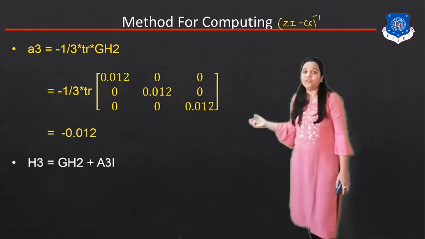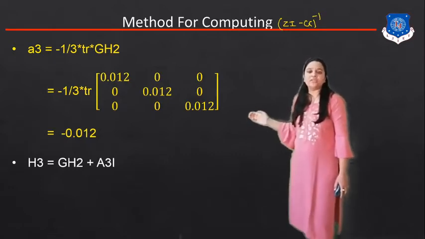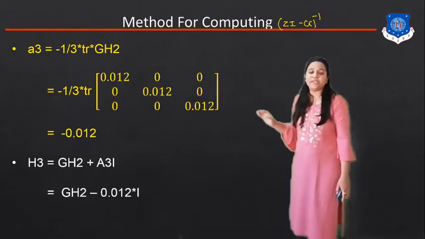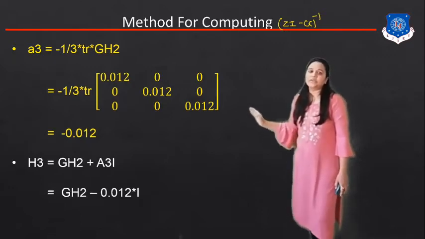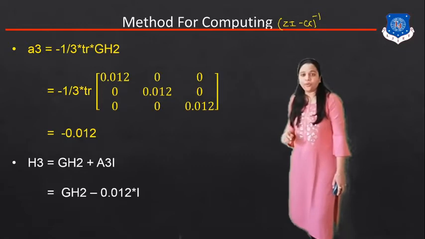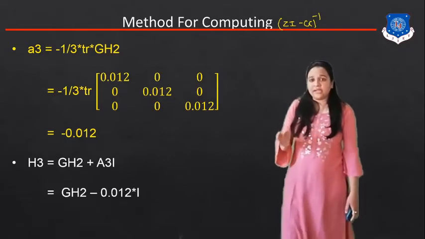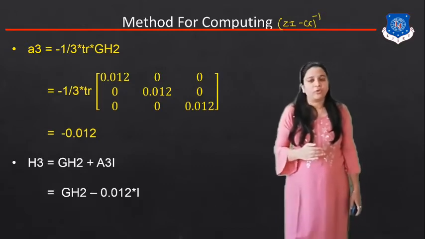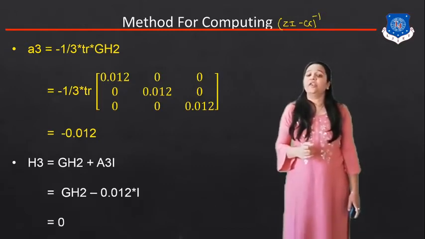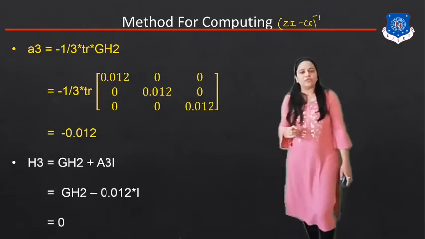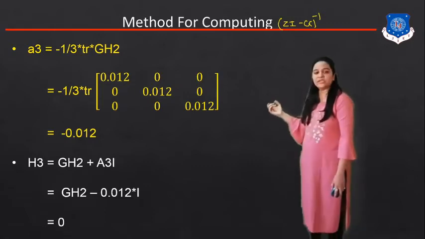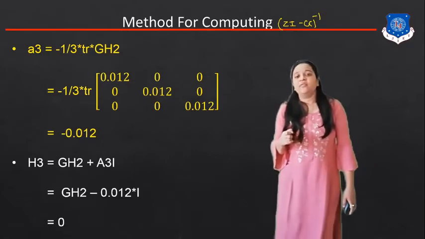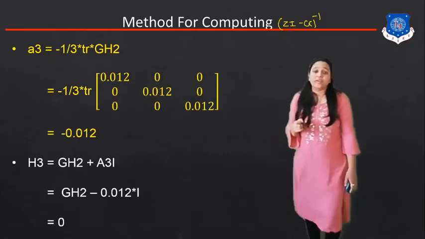The value of A3 is equal to minus 0.012 I matrix, so we can get GH2 minus 0.012 into I. Whenever we multiply this GH2 and then subtract this 0.012 into I matrix, we can get the value H3 is equal to 0. So you have to find this value, and we see that the value of H3 that we have becomes 0.